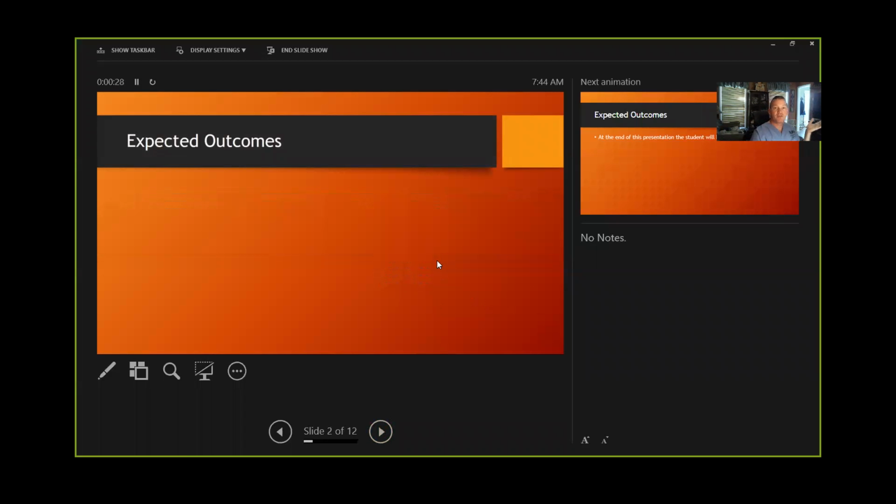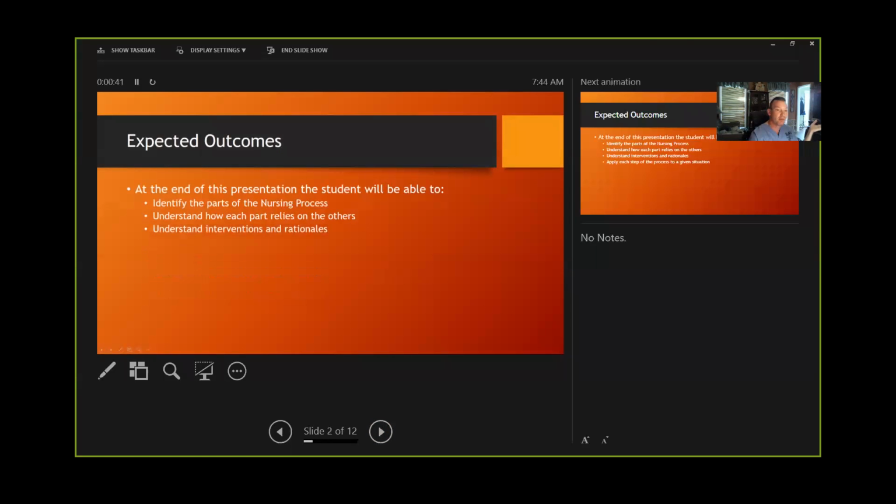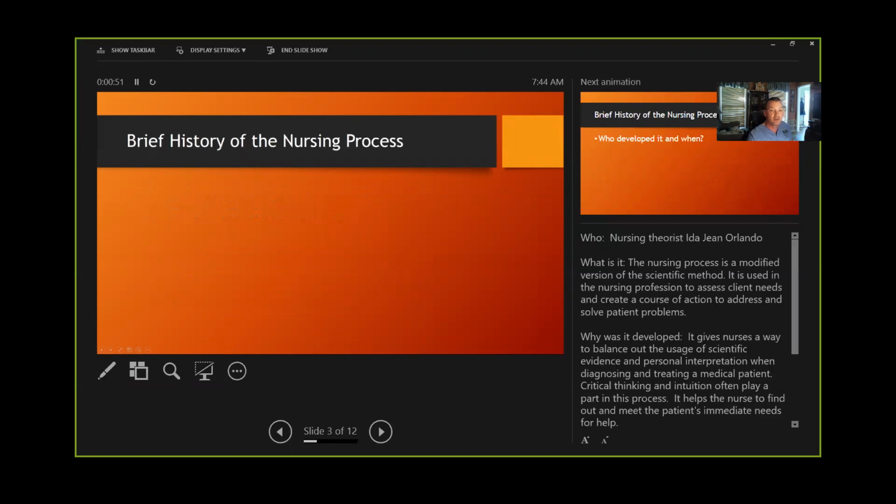Okay, expected outcomes. I don't like reading a PowerPoint, but this is one area where I do. So the expected outcomes for the learner: at the end of the presentation, students are going to be able to identify the parts of the nursing process, understand each part, understand interventions and rationales, and understand each process in a given situation. In other words, this is just telling my learner what I'm going to expect them to be able to do by the end of this presentation.